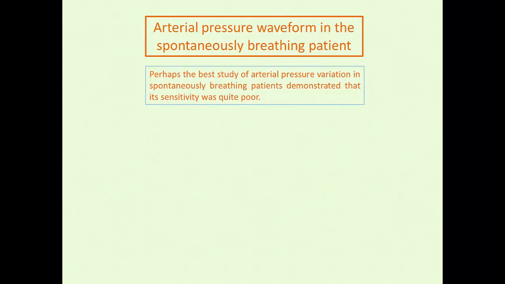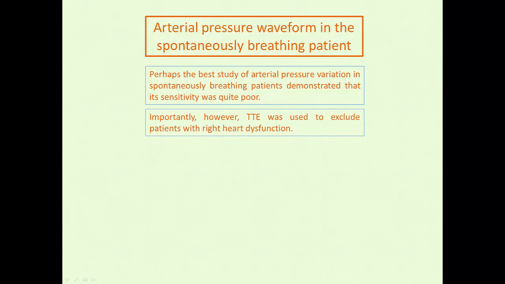So now that I've talked about all those possible caveats impairing the specificity of pulse pressure variation, systolic pressure variation, stroke volume variation in patients who are spontaneously breathing, the best study of arterial pressure variation in spontaneously breathing patients demonstrated actually that its greatest problem was sensitivity, interestingly enough. What's important to realize is that in that study, I forget what year it was, Soubrier and colleagues, I think in Intensive Care Medicine.